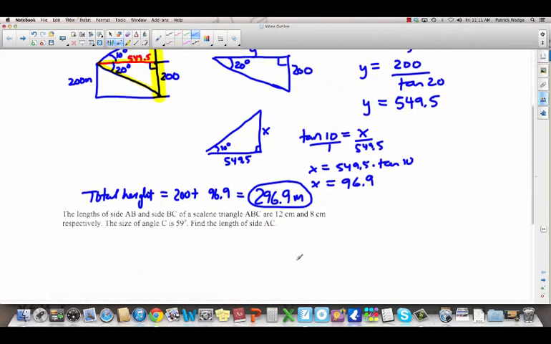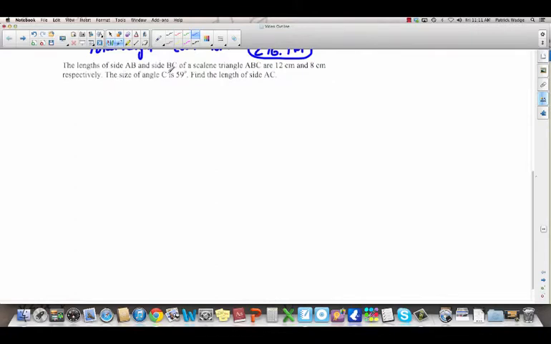They get tougher. The lengths of side AB and side BC of a scalene triangle, ABC, are 12 centimeters and 8 centimeters respectively. The size of angle C is 59 degrees. Find the length of side AC.